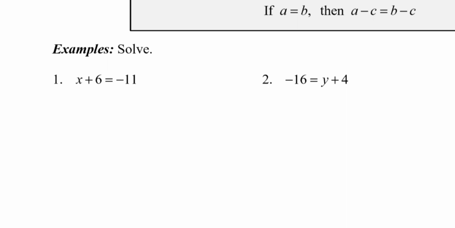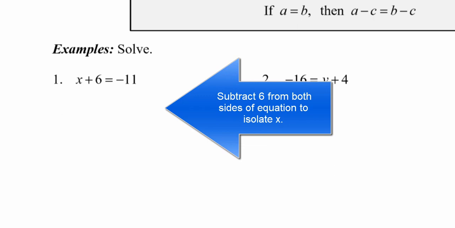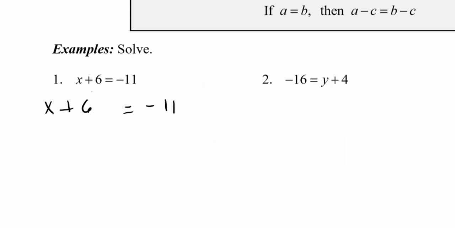We want to isolate x, but we have a plus 6 on the same side as the variable on this equation. So we're going to subtract 6 this time from both sides of the equation so that we can get x by itself. So rewrite my equation and then subtract 6 and subtract 6. So that comes from our subtraction property of equality.